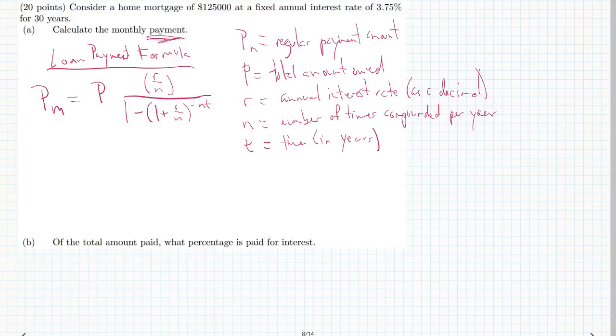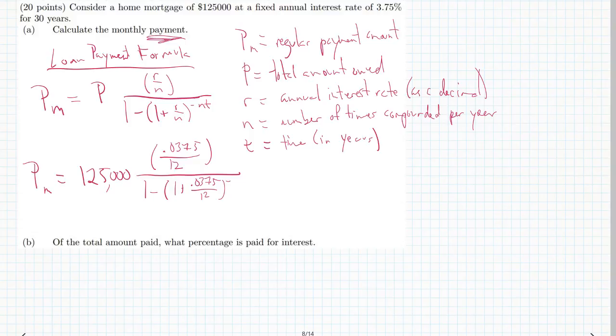So really, this formula just is a plug and chug thing. So what we get is PM equals 125,000 times R divided by N. So this is 0.0375, divided by 1 minus 1 plus 0.0375 divided by 12, raised to the negative 12 times 30. And so we want to figure out what this whole thing equals.